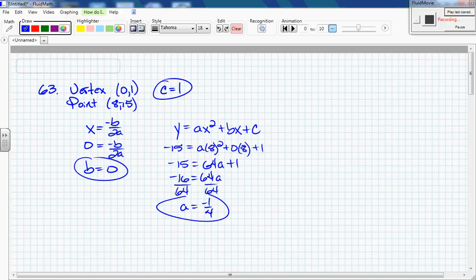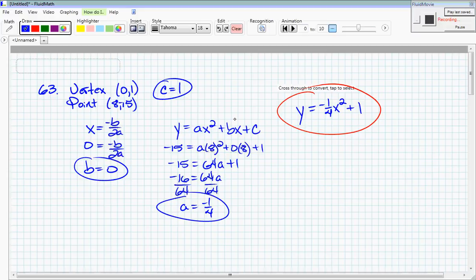So now that we have a, b, and c, the quadratic function in standard form is y equals negative 1/4 x squared plus 0x, which we're not going to write, plus 1. One other thing that would make this shorter is that anytime the vertex is the y-intercept, mathematically b is going to have to be 0. So in this case, we already knew b was 0. We only need one more equation to solve for a. We could have just used the standard form of the quadratic function right there. But that is the correct answer, and that's a pretty easy way of doing it.